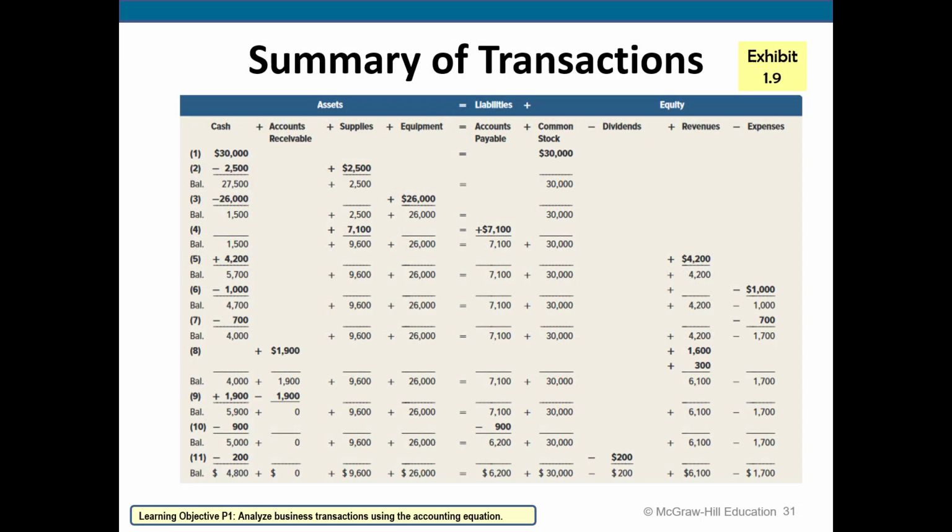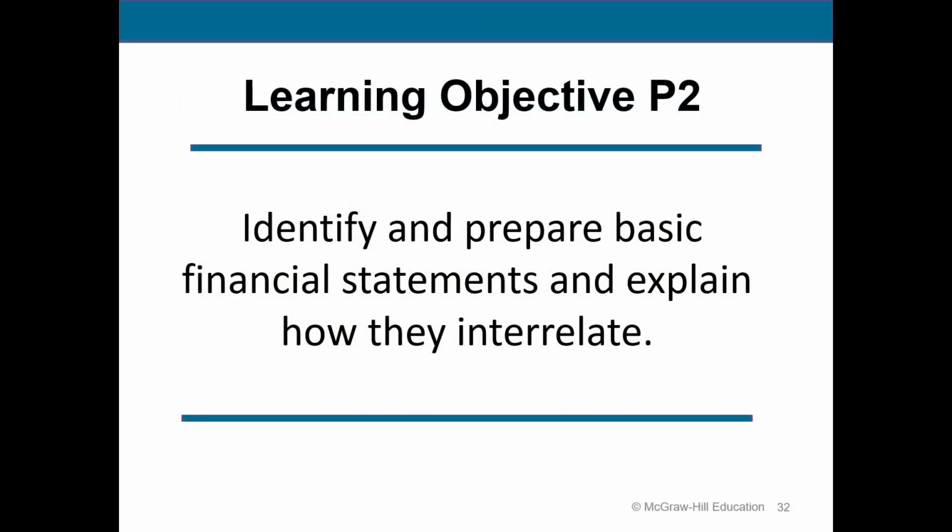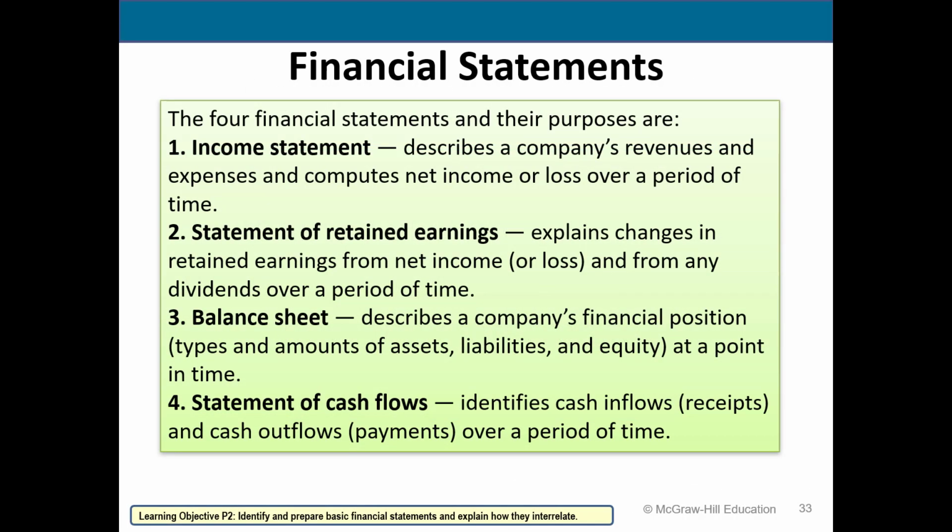This is a summary of the transactions, and you can review this or print it from the static full PowerPoint for Chapter 1. So now we're going to look at the financial statements. We have 4 financial statements. The income statement is the first statement to be prepared, and it includes the revenues and the expenses. The difference between the revenues and the expenses is your net income or net loss.